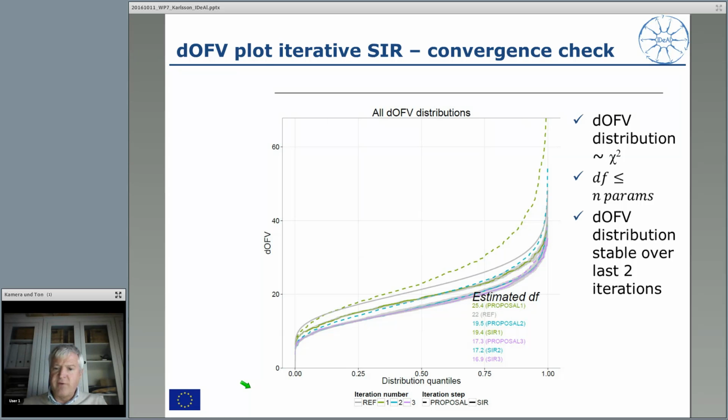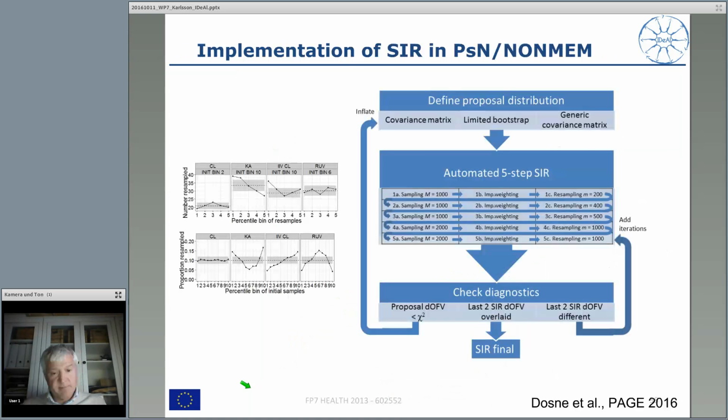So 19, 17, 17. The proposals, which come from the Box-Cox distribution, that are estimated based on each subsequent proposal are slightly different because it's a Box-Cox fit to the multivariate distribution. But what we can see here is that this iterative procedure has actually converged in about three steps, and that's typically what we see, that the SIR procedure, when based on a covariance matrix, converges in three steps.